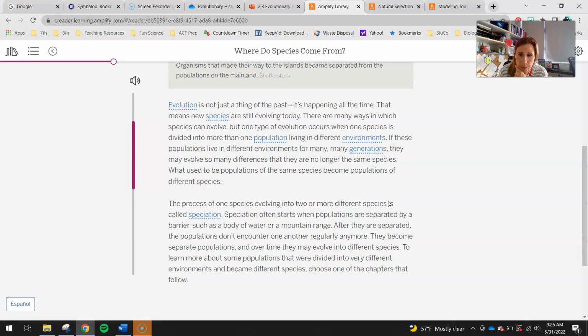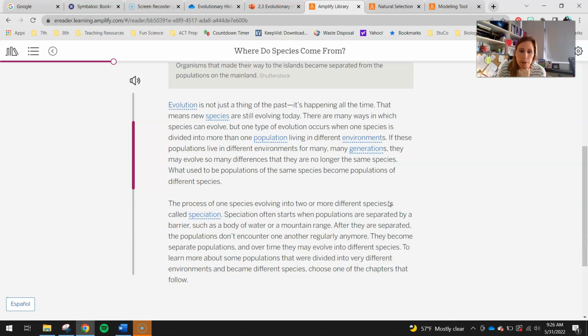Speciation often starts when populations are separated by a barrier, such as a body of water or a mountain range. After they have separated, the populations don't encounter one another regularly anymore. They become separate populations, and over time they may evolve into different species.